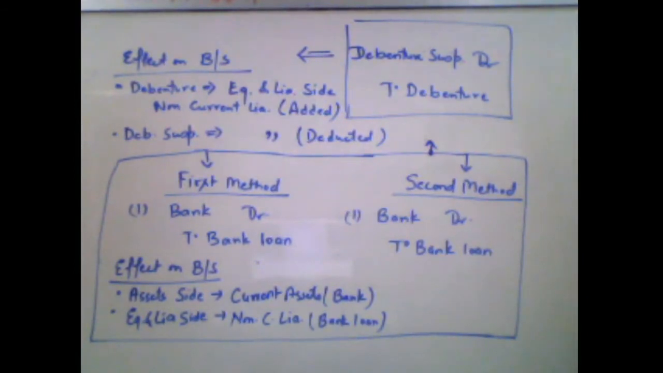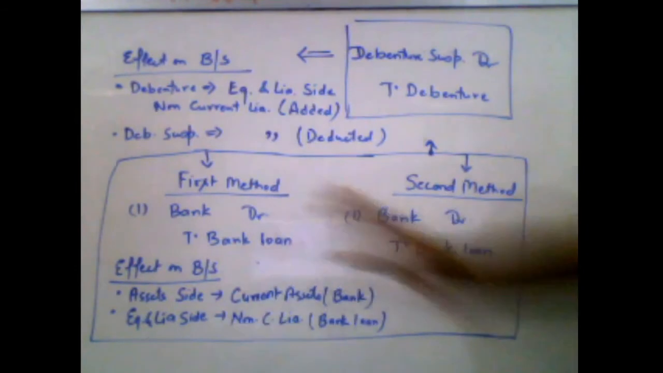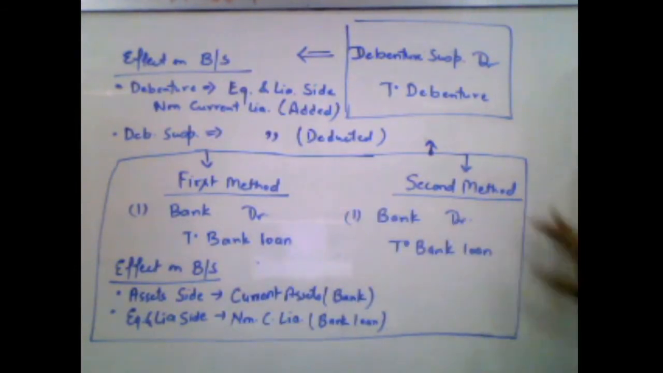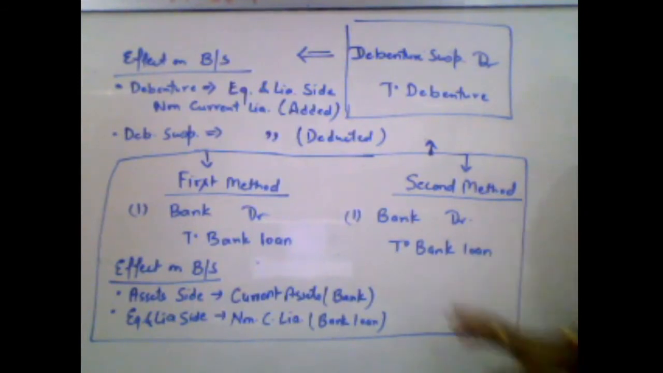So this is a summary of the issue of debenture as collateral security, and we could find a better understanding regarding the first method of recording the issue of debenture as collateral security, and the second method regarding the issue of debenture as collateral security. So at last we can find that in the first method we passed only the first entry, and in the second method we passed two entries. And what are the effects of such accounts on the balance sheet of the company?